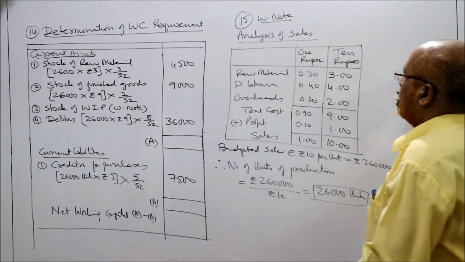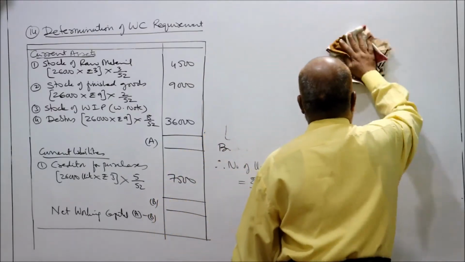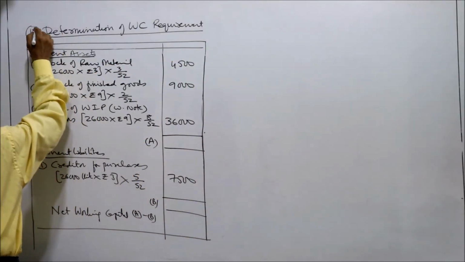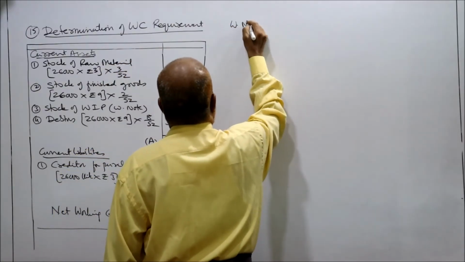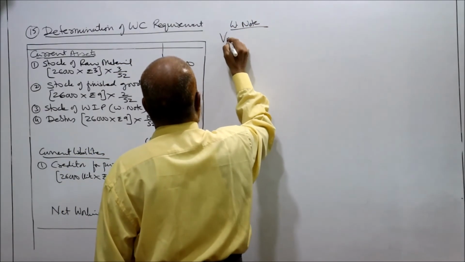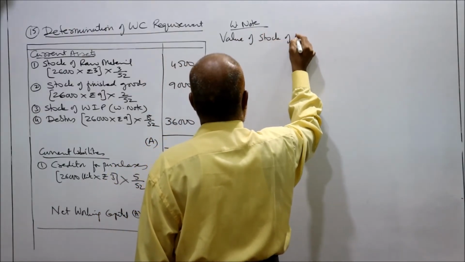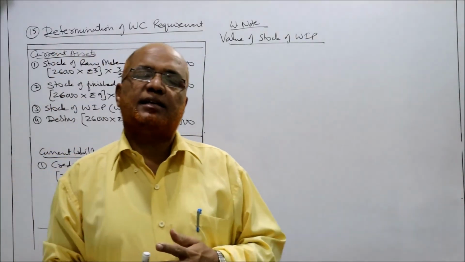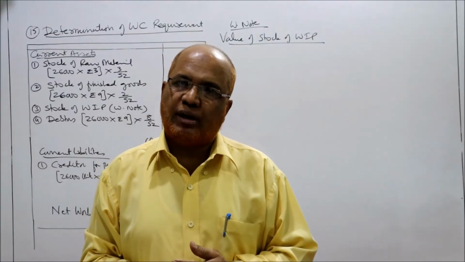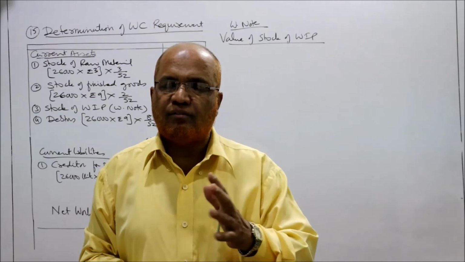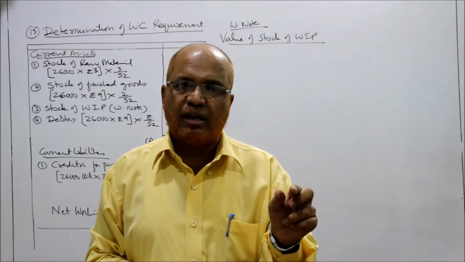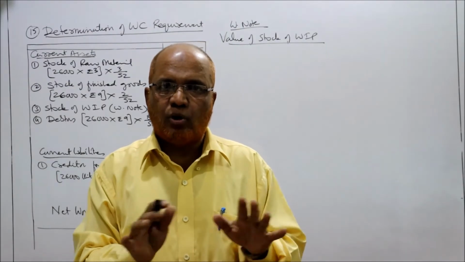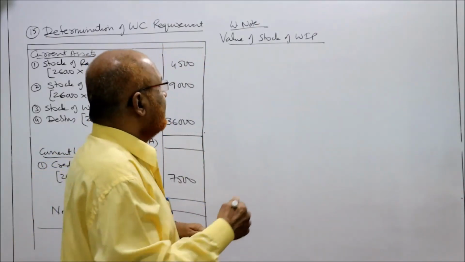This is the 15th problem. Working note. Value of stock of WIP. Now see, in previous problems we have already written the complete detail regarding the assumption for calculating the stock of WIP. The assumption was half of the work has been done. That's why we take 100% of material but only 50% of labor and overhead. That sentence you have to write, what we have done in the previous problem. I'm not again writing that sentence, but directly we will make the calculation.